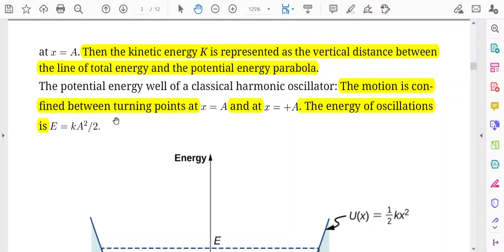I have already told in the beginning of this lecture that whenever we consider some classical oscillator, from observation we have seen that those oscillators vibrate between two turning points. So we can represent those turning points as x is equal to minus a, and another is x is equal to plus a. And at those particular points, the energy of the oscillation is fully potential energy, and the value is E is equal to half k a squared.